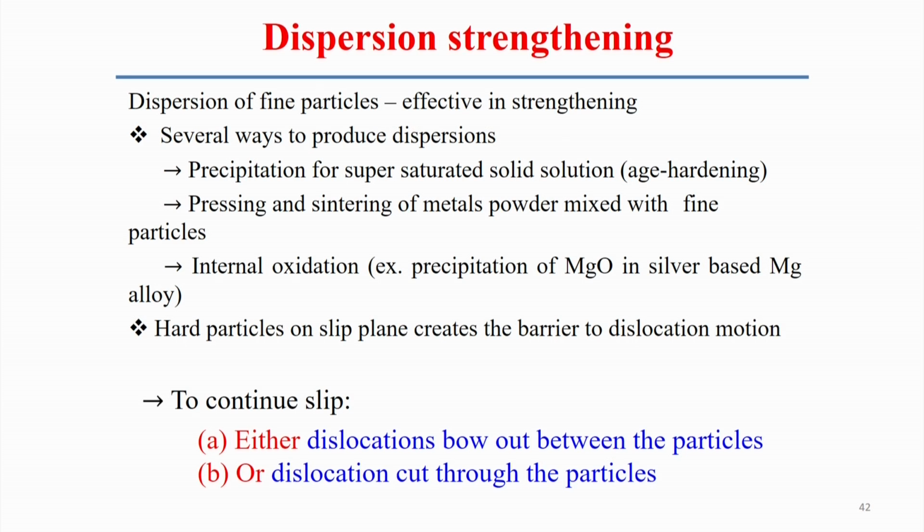Second thing is pressing and sintering of the metal powders mixed with fine particles, which actually produces the dispersions. Third, internal oxides, for example magnesium oxide in silver-based magnesium alloy; that internal oxide creates very fine particles and actually produces the dispersions. So in all these three different ways we can produce the dispersion, and that can be effective in strengthening of the structure, or strengthening of the metals and alloys.